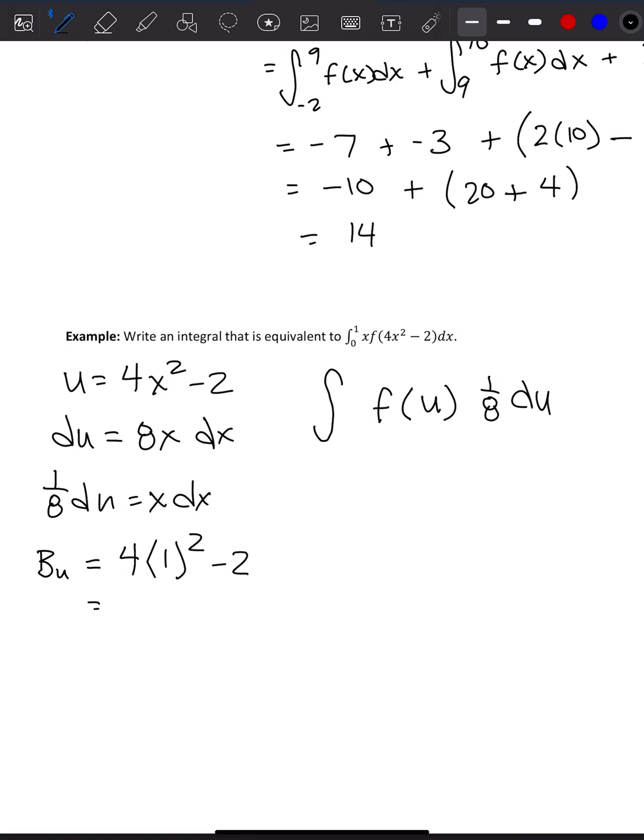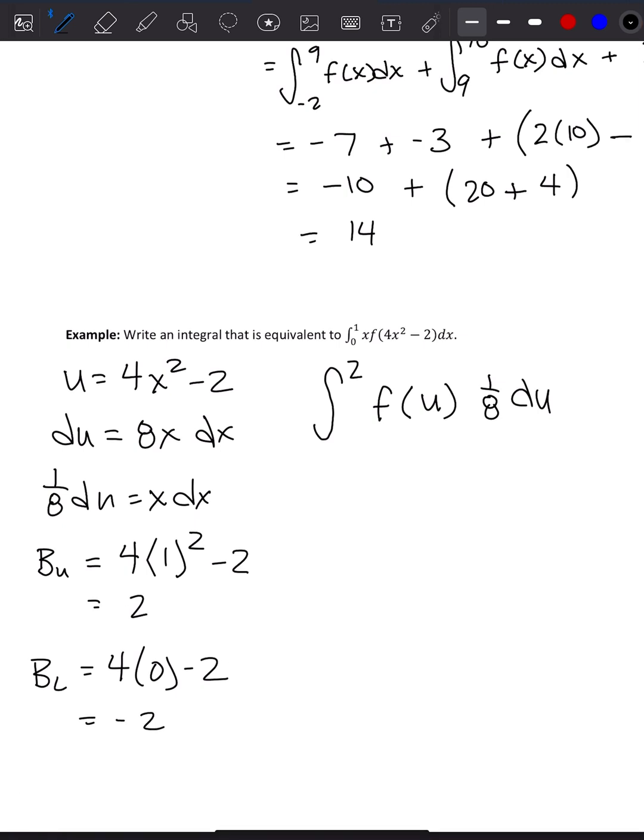1 squared is 1, times 4 is 4, minus 2. So we have 4 minus 2, which is 2. So this right here is our upper bound. Our lower bound, we have 4 times 0, minus 2, so negative 2. So I'm going to bring the 1/8 out front. The integral from negative 2 to 2 of f of u du.